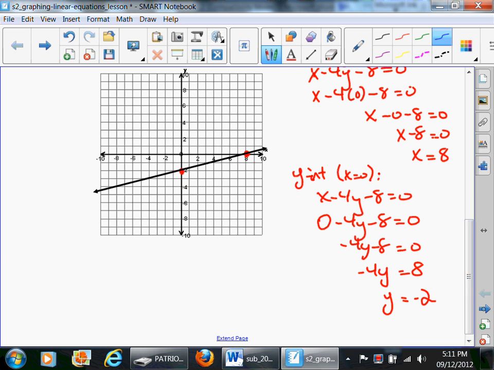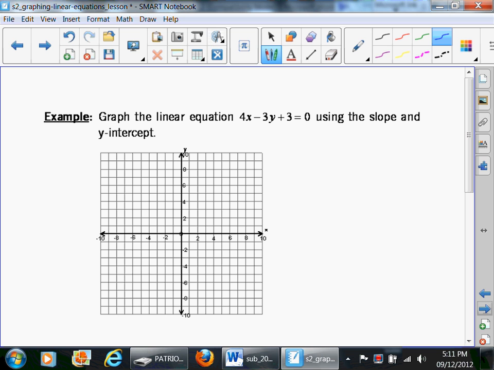Next example. Graph the linear equation using the slope and y-intercept. So you find a slope and y-intercept. What we have to do is take this equation and change it into y equals mx plus b form. To solve for y, probably the easiest way is to get y by itself. So I'm going to take this y and bring it over here.